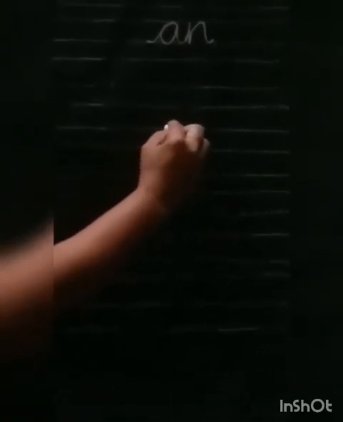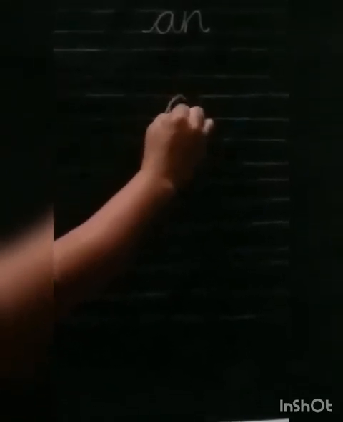Then we see the word an and how to write it. One curve from the third line to the second line and make the letter a and join with one standing line and continuously with one downward curve. In this way we get the word an.